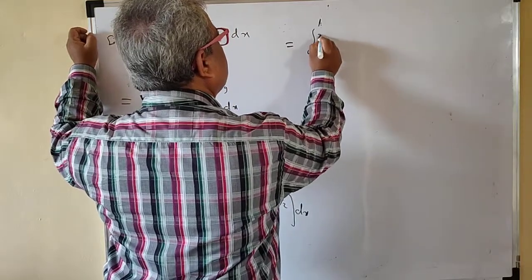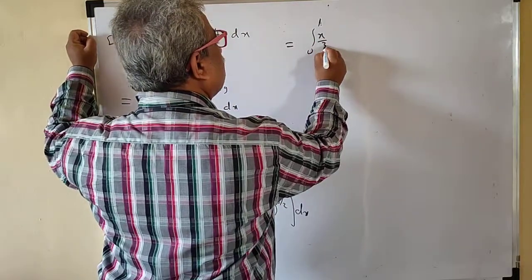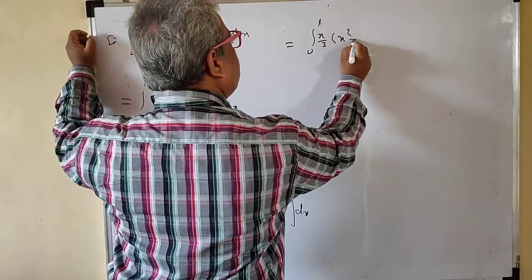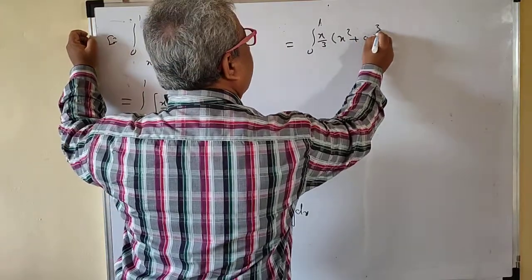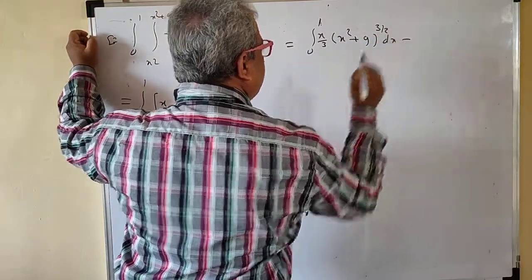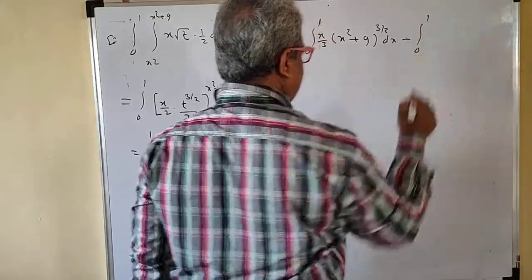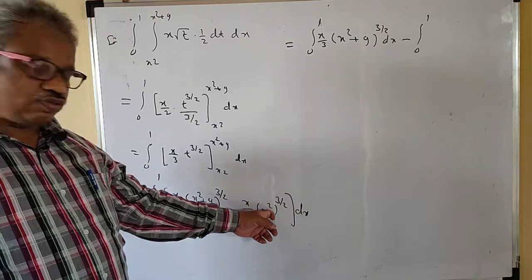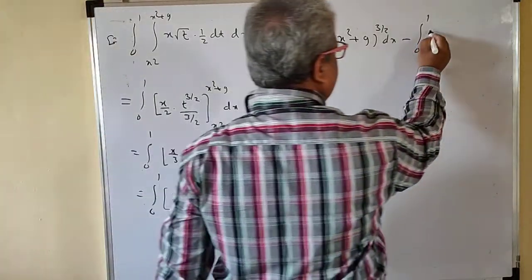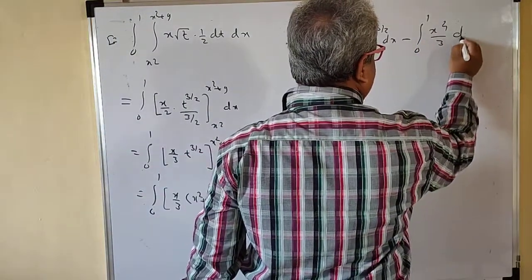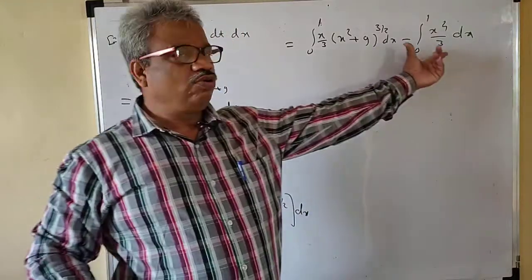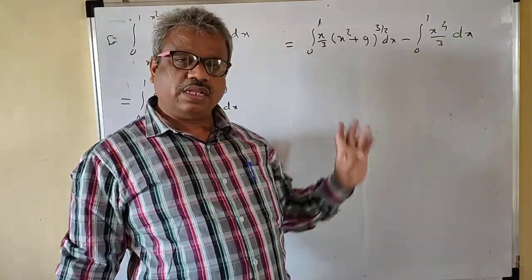The integral from 0 to 1 of x by 3 times (x square plus 9) to the power 3 by 2 dx, minus, I will separate the integration, minus the integral from 0 to 1 of x cube, so x to the power 4 by 3 dx. For this integral you don't have any problem, you can directly integrate this.